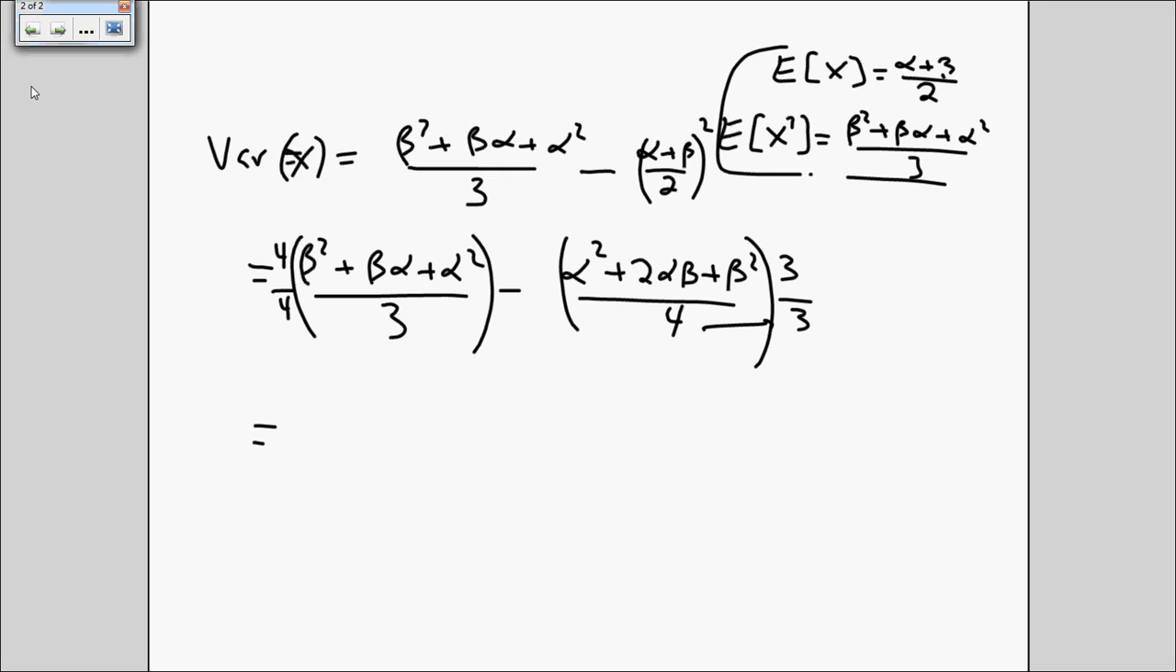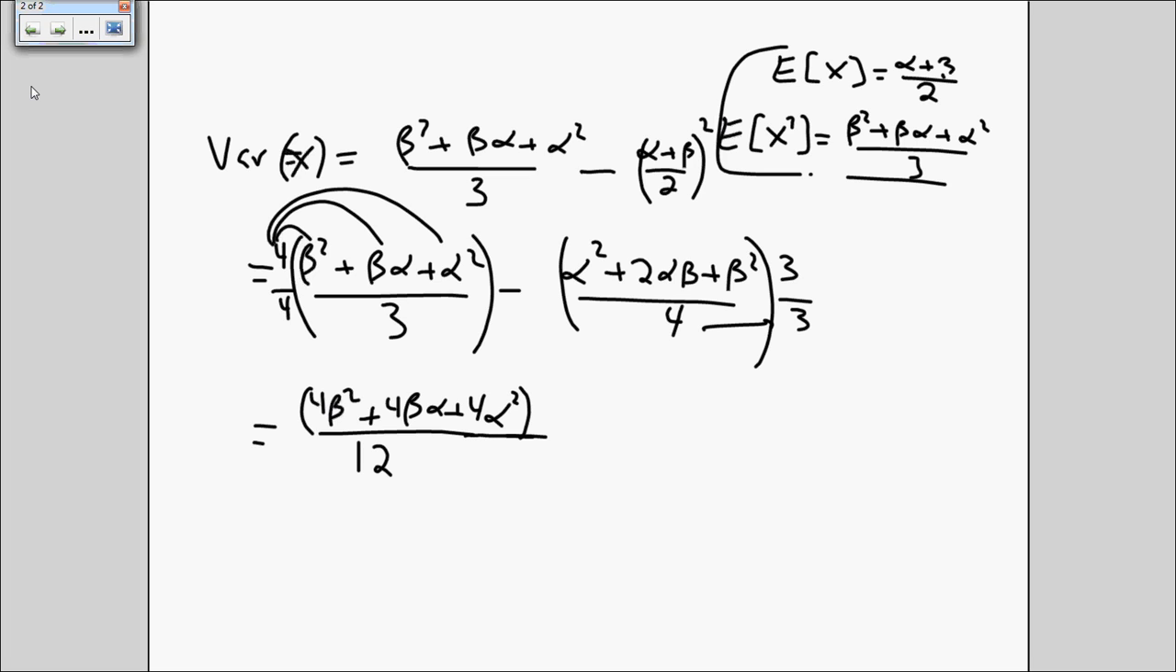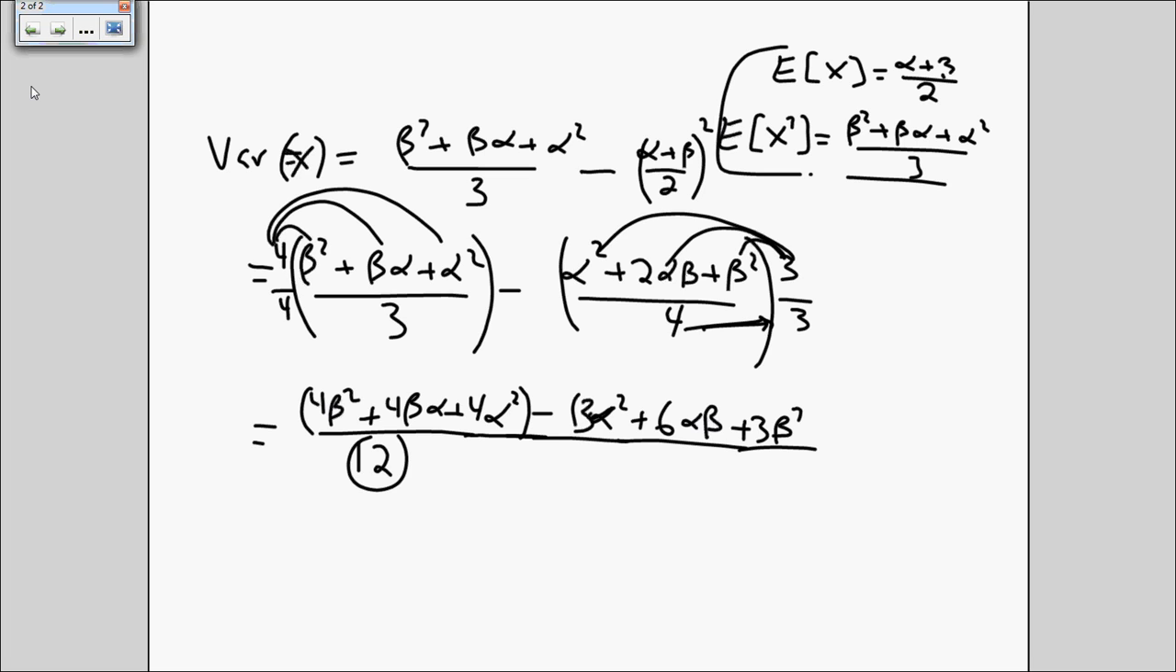So now, subtracting, and the denominators are 12. You get 4 beta squared plus 4 beta alpha plus 4 alpha squared, minus 3 alpha squared plus 6 alpha beta plus 3 beta squared. The denominator won't change.